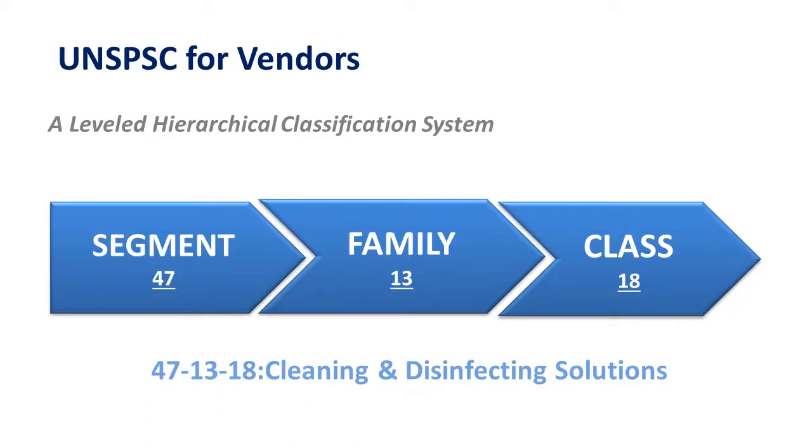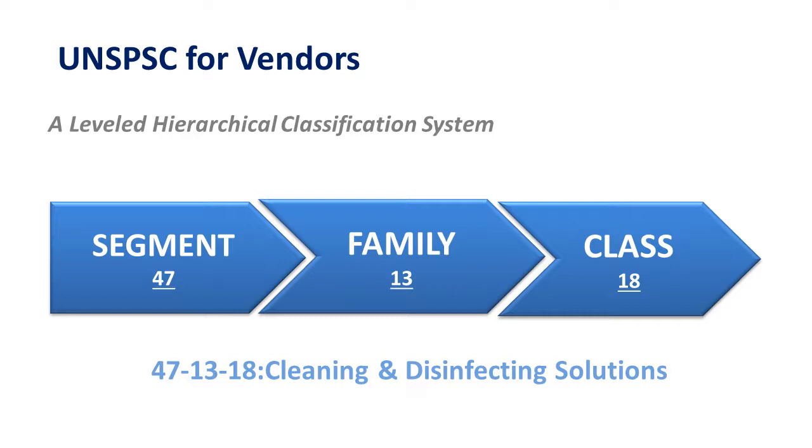UNSPSC is a leveled classification system. Combis uses 3 levels of the hierarchical classification system: segment, family, and class. Buyers add commodity codes to a bid solicitation to identify the goods or services they want, and vendors add commodity codes to their accounts to identify the goods and services they sell. Each level in the hierarchy comprises 2 digits identifying a category. When combined, they form a 6-digit code set.